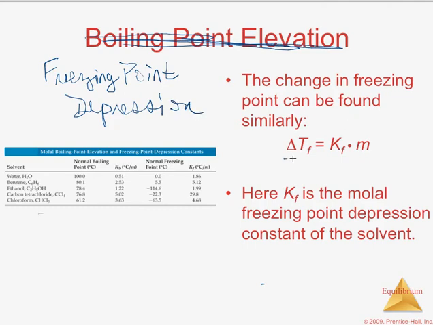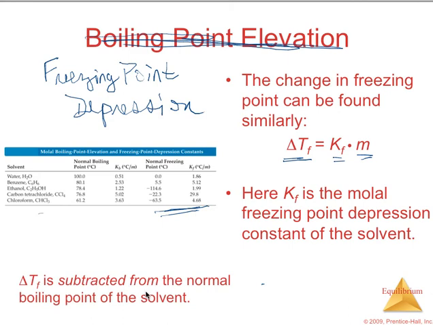Okay. The change in freezing point, again, a change in the temperature, can be found by, again, using the molal freezing point depression constant of the solvent, again, given in a table, times the molality of the solution. Okay. And then to find what the new freezing point of the solution is, you would then subtract that from the normal freezing point. Oh dear, who made this slide? Normal freezing point of the solution.